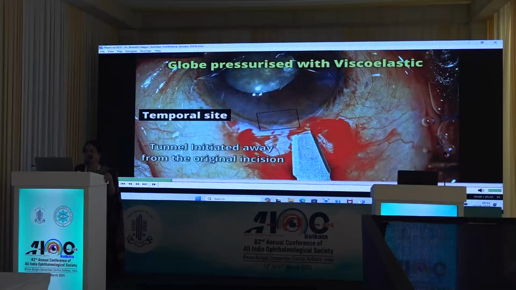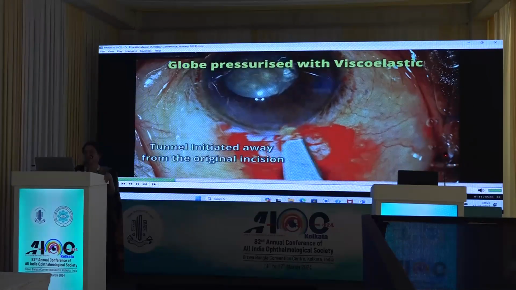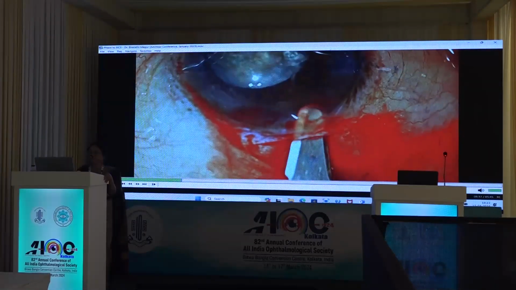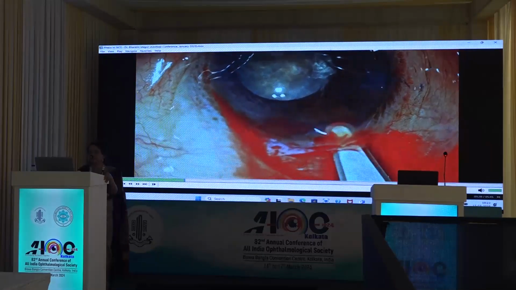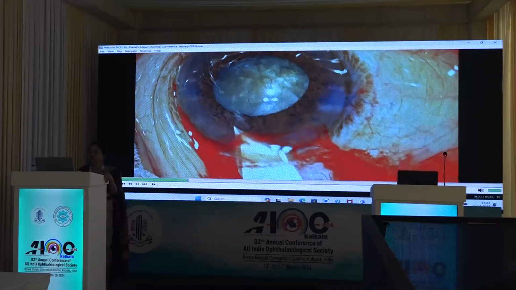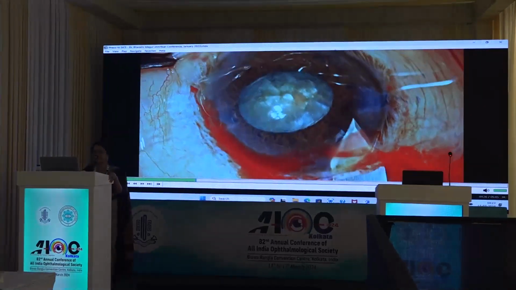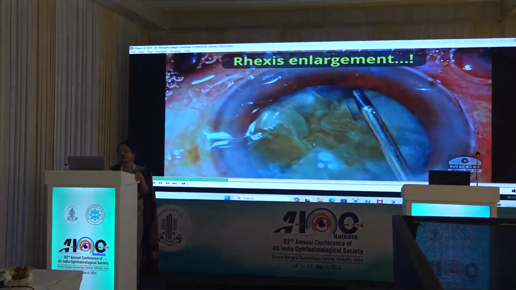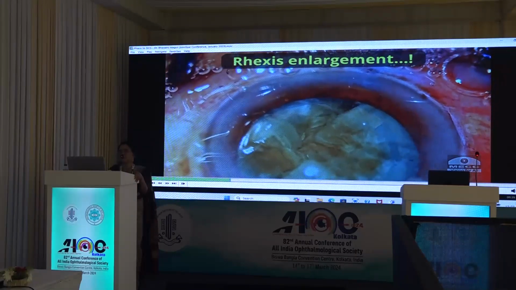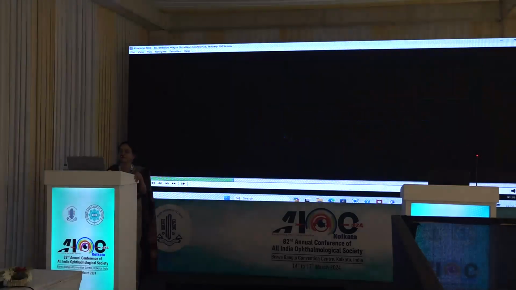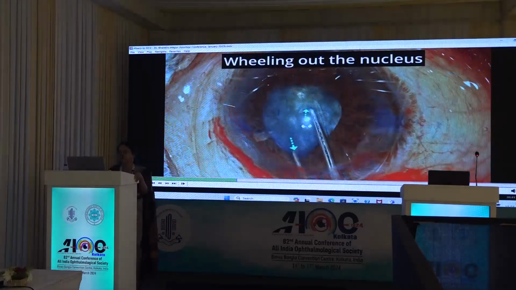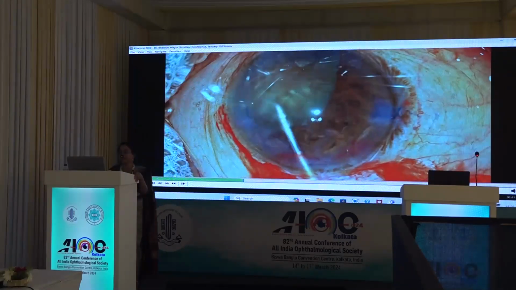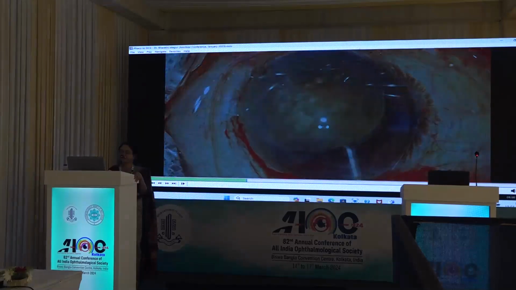It has to be seen that the globe is pressurized with viscoelastic because hypotony could make things difficult for you. Generally plan the incision in size such a way that the entire nucleus is going to come without any difficulty, without causing any trauma to the endothelium. We need to confirm the plane and width of the sclerocorneal tunnel incision. Rhexis enlargement is critical because when we have done phacoemulsification, a small rhexis would be there and we need to enlarge the rhexis. Bimanual wheeling out of the nucleus is an easier technique to bring the nucleus out into the anterior chamber.